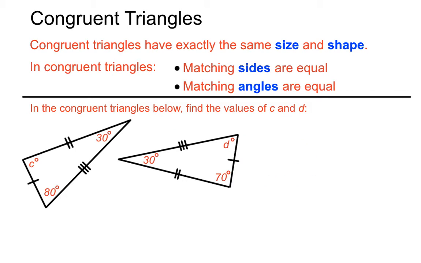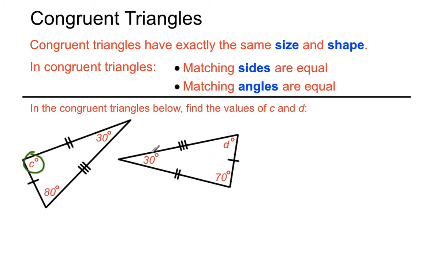Let's have a look at the missing angles this time. In congruent triangles below, find the values of C and D. Let's have a look at C first. Can you notice that the angle C is between the sides that have one marking and two markings on this triangle? Let's have a look for the size of the angle in the same position on this second triangle. It's supposed to be congruent, to have the same size and shape, so we can go with that.